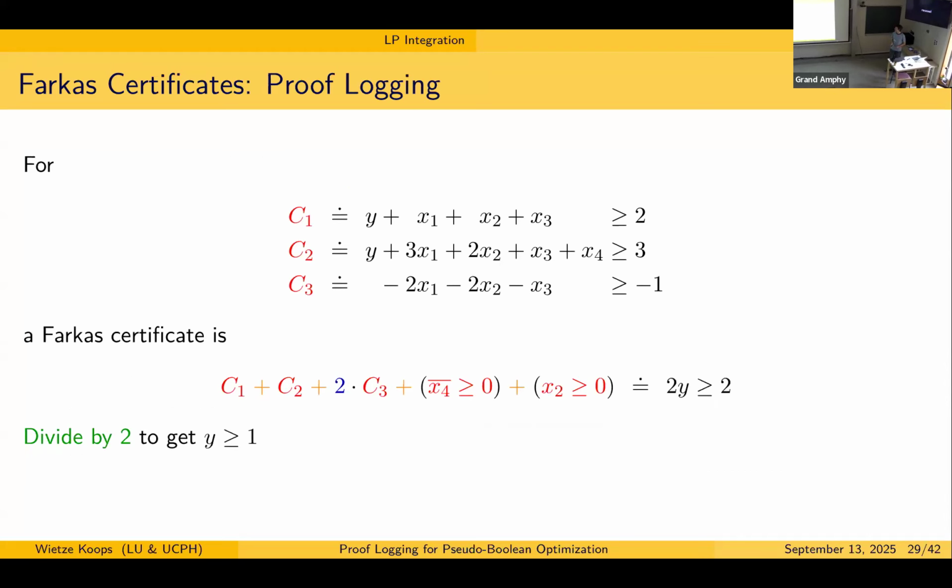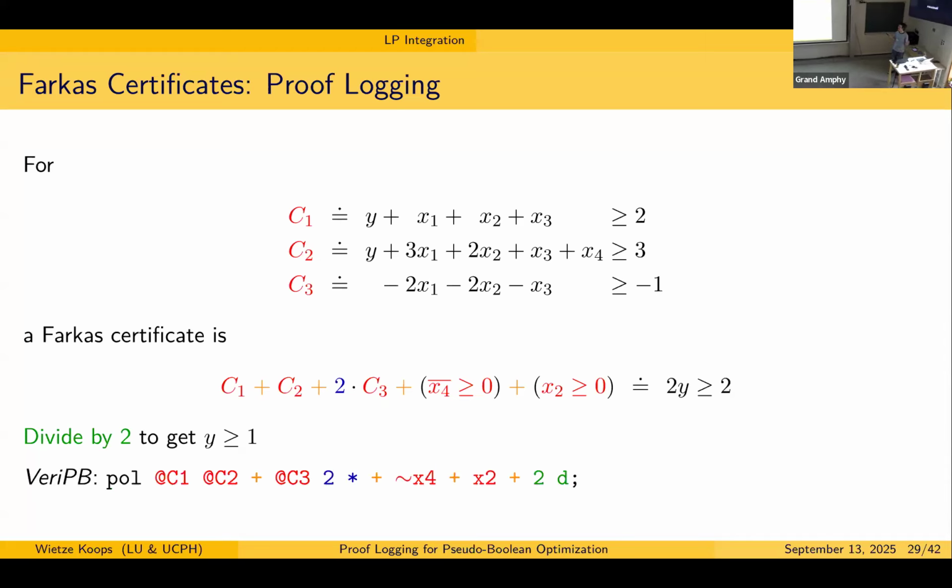And to do proof logging, well, maybe the LP solver gives us multiplier half for C1, multiplier half for C2, multiplier 1 for C3, and also multiplier half for two literal axioms. We're going to multiply those to integers, so we get a bunch of 1 multipliers and multiplier 2 for C3. And then if we do this computation, we will see that this says that 2y is at least 2. We can divide that by 2 to get y is at least 1.